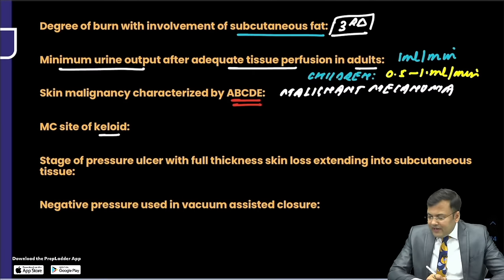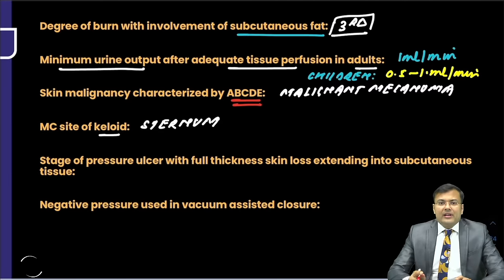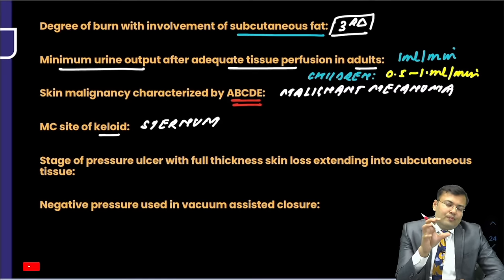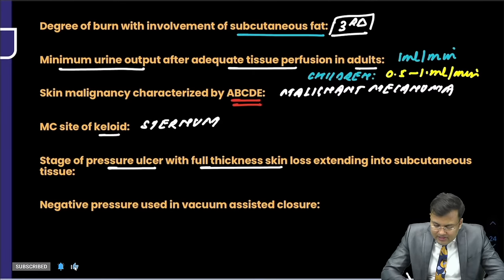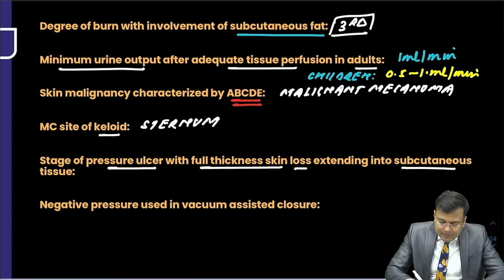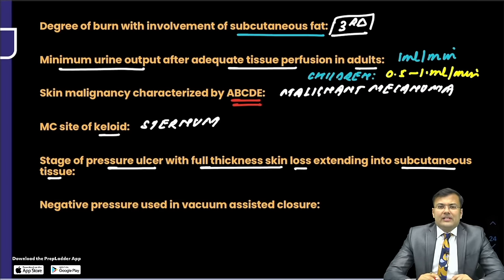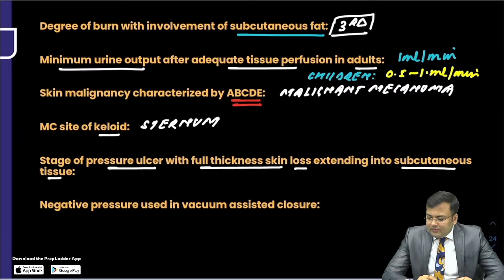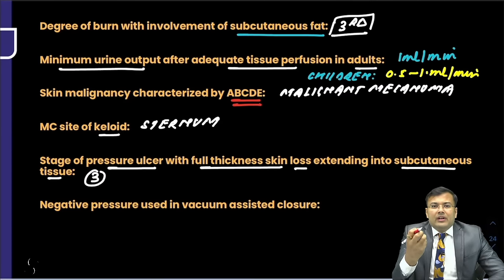What is the most common site of keloid? Sternum. Already you people are replying. Very good, you people are very, very fast. Your preparation is up to the mark. Next, very important. There will be one question related to pressure sore or pressure ulcer. Stage of pressure ulcer with full thickness skin loss extending into subcutaneous tissue. Stage 1, 2, 3, 4? It is not 4, it is stage 3. In stage 4, you can see muscle and bone.